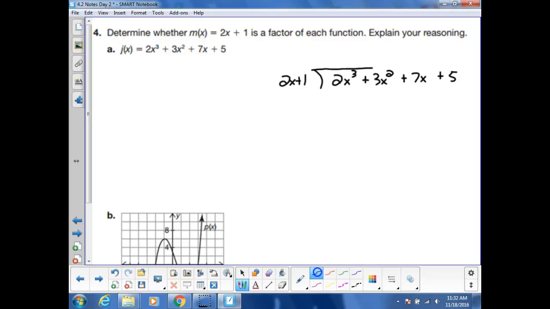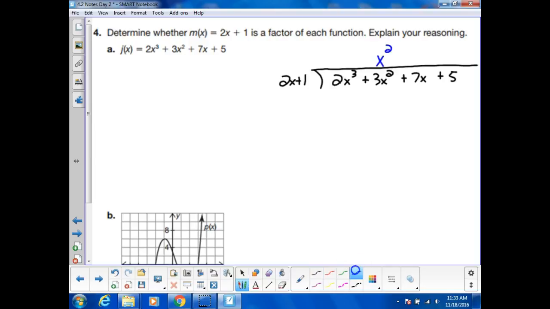Now, if 2x plus 1 is a factor, how am I going to know if it has a remainder or not? So how am I going to tell? It's not going to be a factor if it has a remainder. If there is a remainder, it's not a factor. If the remainder is 0, it is a factor. Okay? Alright, so I got to do this.